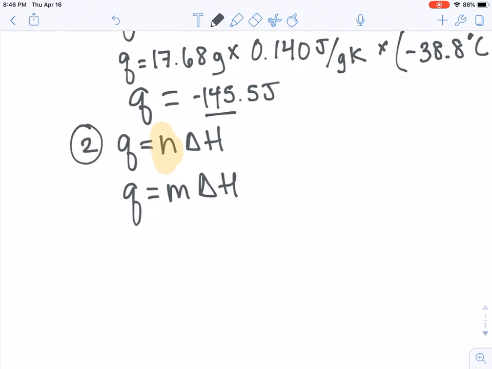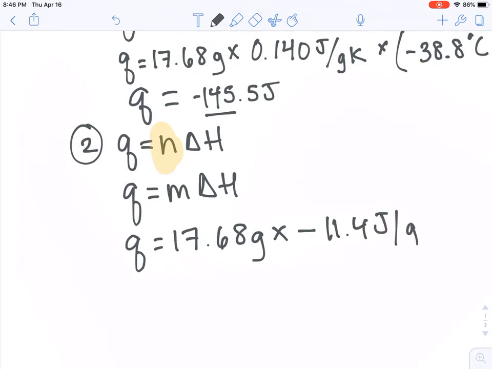So for mine, I have, again, the 17.68 grams, and that's what I got from the density and the volume, and I'll multiply that by my heat of fusion for mercury, which I make negative, and that's 11.4 joules per gram. All right, and when I do that, I will get negative 201.35, and here my delta H of fusion was 3 sig figs, so this will be 3 sig figs, so this one also goes to the ones place.